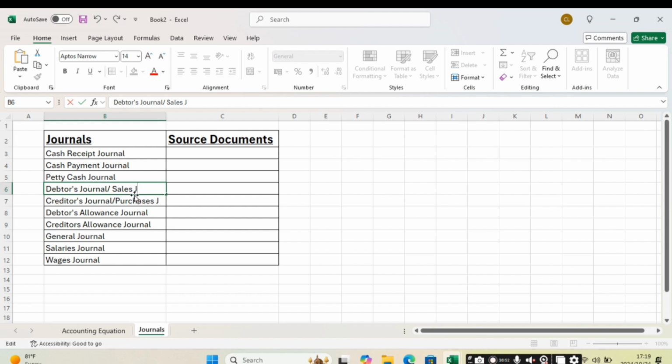Yeah, the J stands for channel. So sales channel. And then the debtors allowances channel, I think it's the sales returns channel. I'm not sure, but I think now it's the sales returns channel.